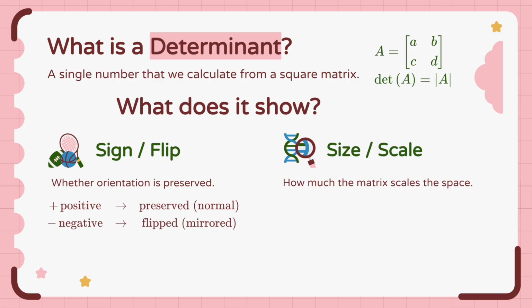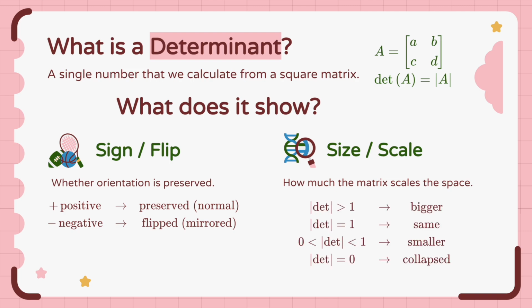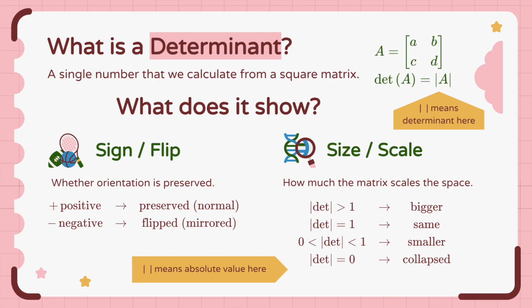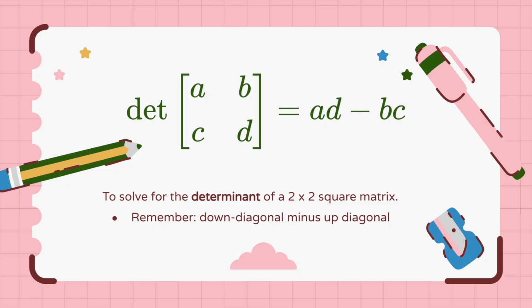The size, or the scale, tells us how much the matrix shrinks or stretches the space. Does it make it bigger or smaller, or maybe even squish it completely flat? Keep in mind, here we mean the absolute value, so the magnitude disregarding the sign. You'll also notice that we use the same notation, those vertical bars, to describe both the absolute value and the determinant itself.